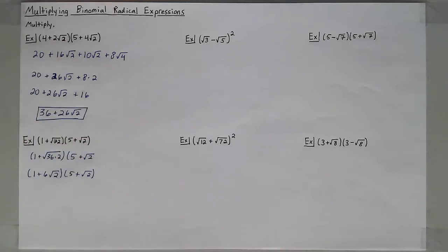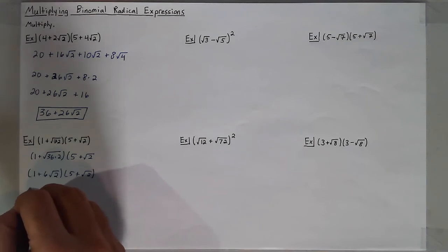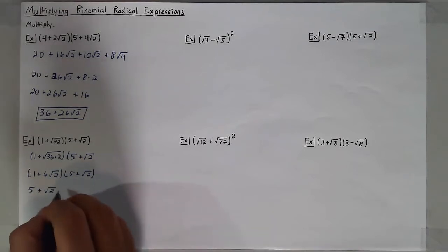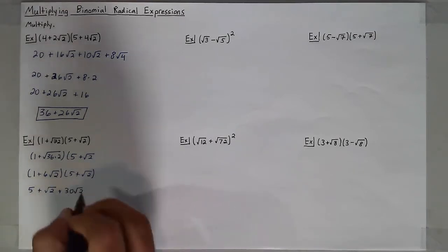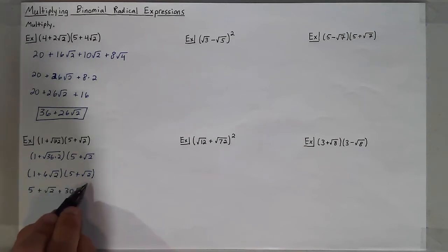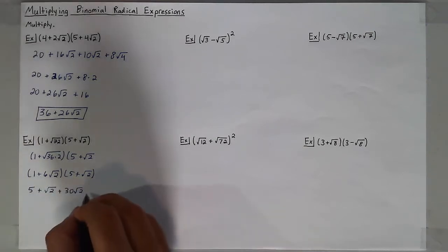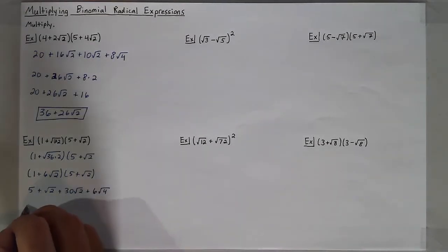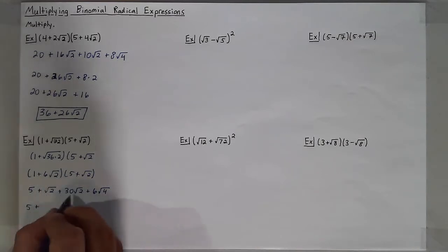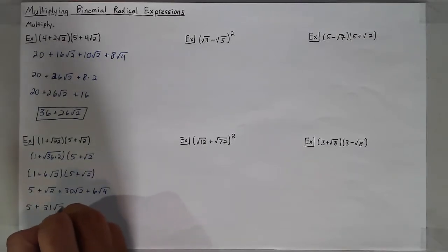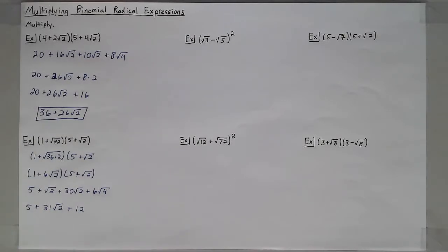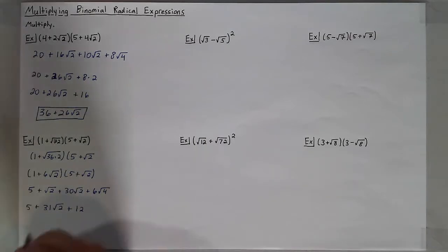Because when I multiply, I'll have 1 times 5, which is 5, 1 times the square root of 2, which is the square root of 2, 6 square roots of 2 times 5, which is 30 square roots of 2, and then 6 square roots of 2 times the square root of 2, which should be 6 times an understood 1, so just 6, times the square root of 4, which is 2. Now simplifying, I have 5 plus square root of 2 times 30 square roots of 2 is 31 square roots of 2 plus 12, since I have 6 times 2 going on there with the square root of 4. And then 5 plus 12 is 17 plus 31 square roots of 2.